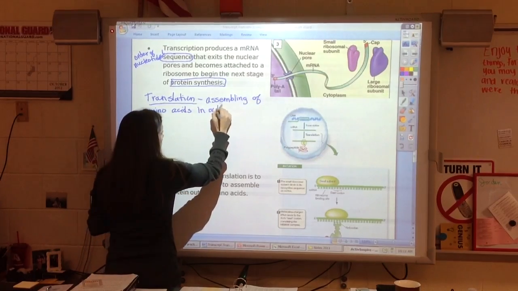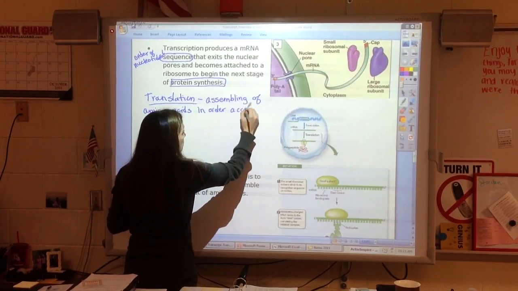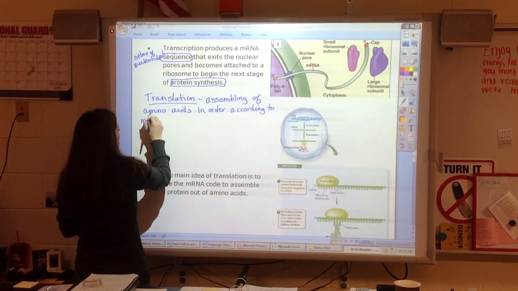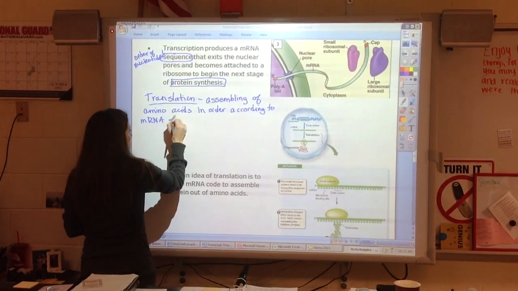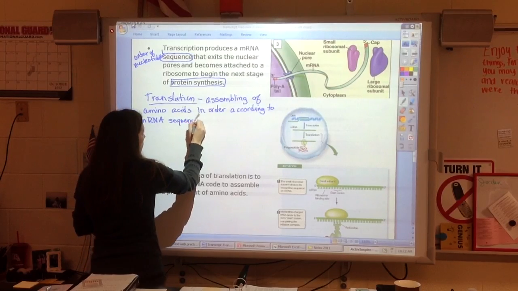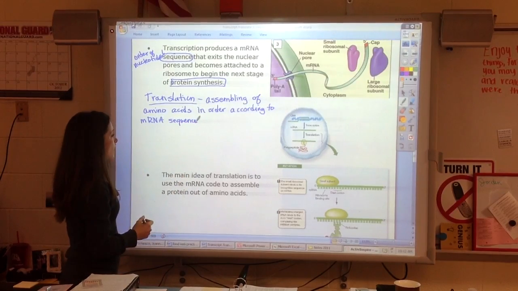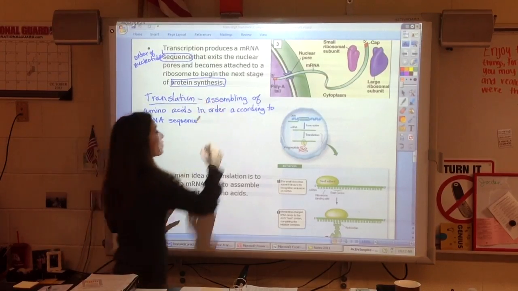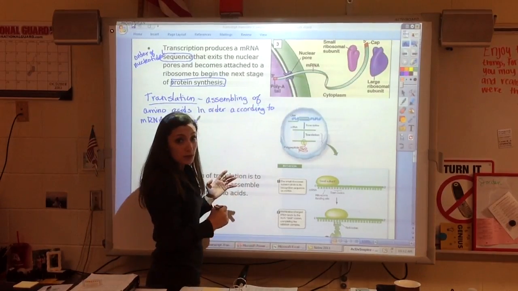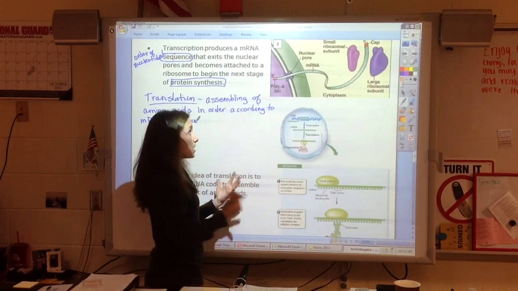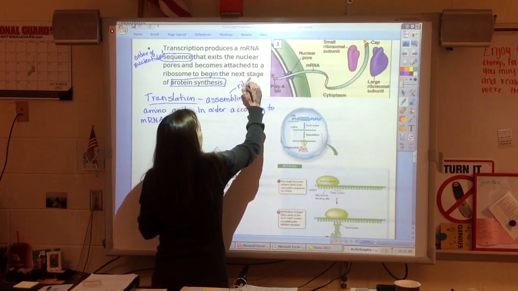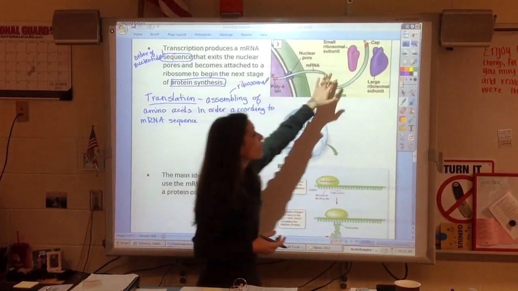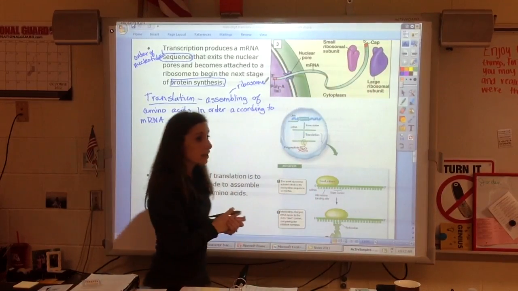In order according to the mRNA sequence. So somehow we're going to have to get the amino acids and assemble them. Assembling means to build. So we're going to be doing some sort of enzyme action, and that's actually the ribosome that's going to be doing that. We'll talk about the small and large subunits in just a second.